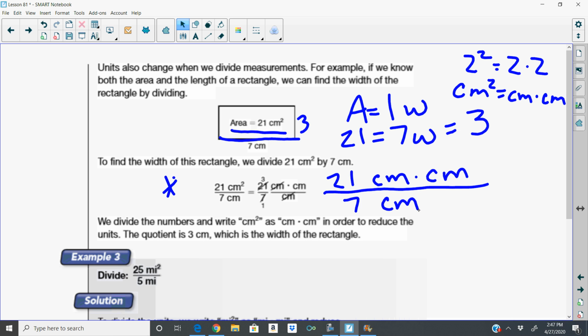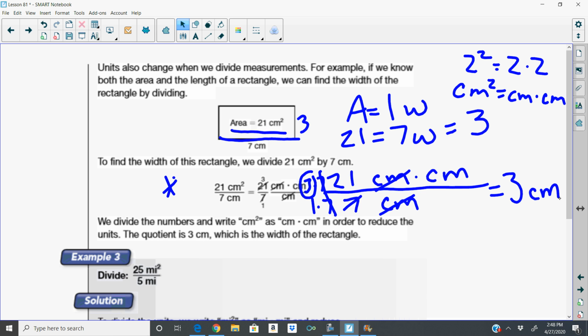And all we're doing here is canceling. 21 is 3 times 7, and 7 is 1 times 7, so I can cross out the 7s. So 21 divided by 7 is 3. It's a really long way of saying that. So notice how we just canceled out. We're going to do the same thing here. 1 centimeter and 1 centimeter can be canceled out. So our answer is 3 centimeters, because that's what I've got left over.